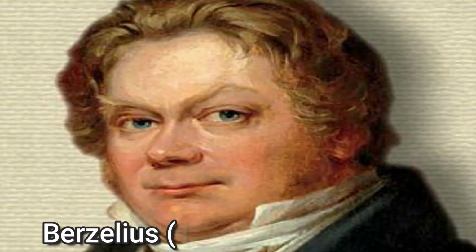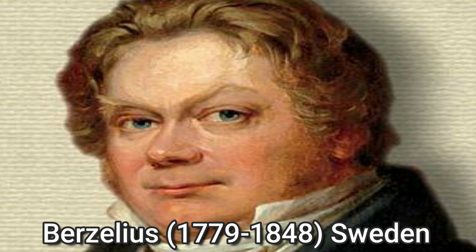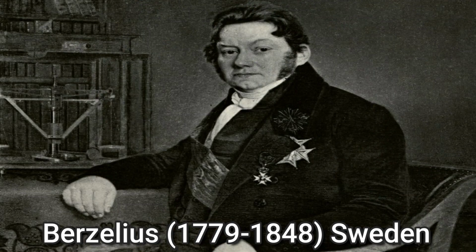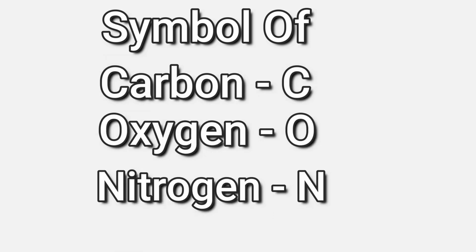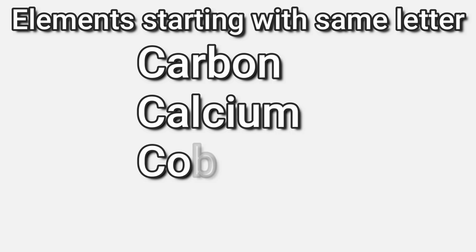So Berzelius came up with the idea to use the first capital letter of the name of the elements. So that is how we got the symbol of carbon as C, oxygen as O, and nitrogen as N. But there were other elements also which were starting with the same letter. So we took two more suggestions.